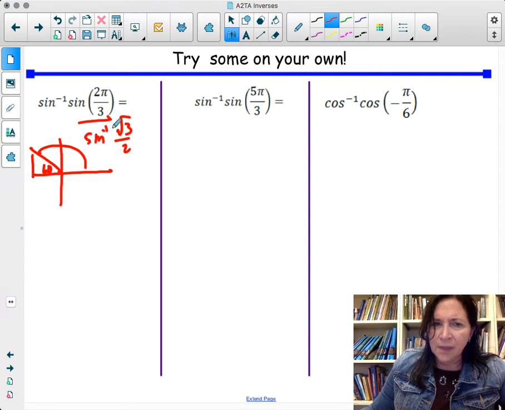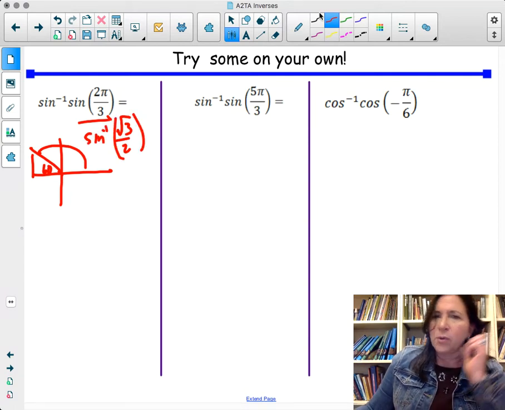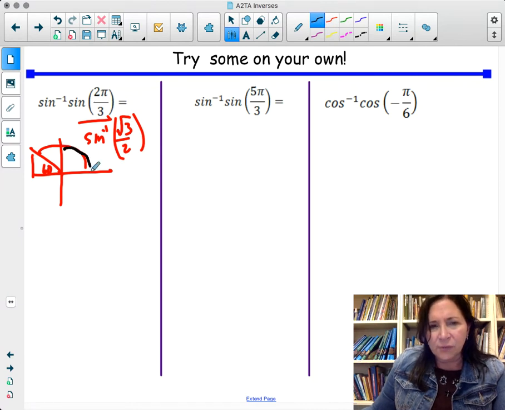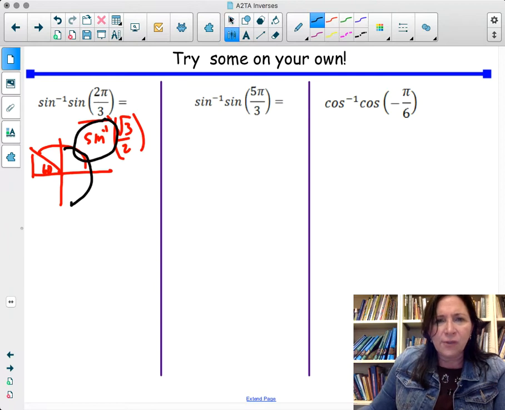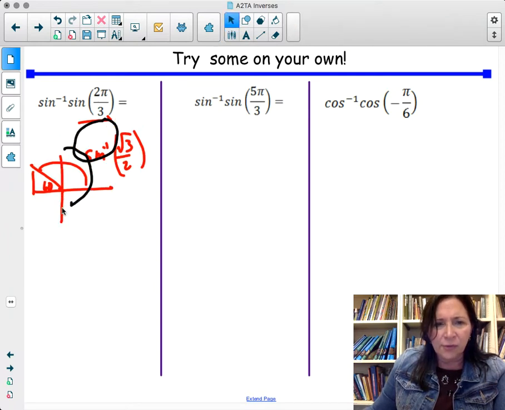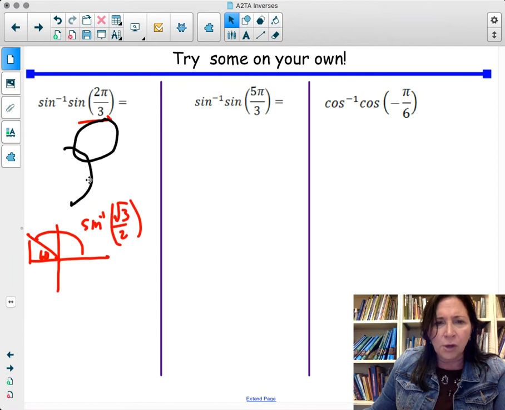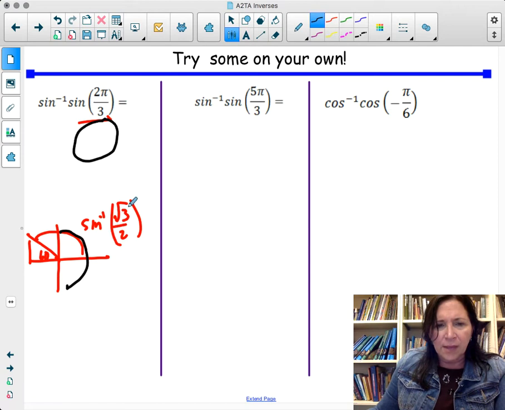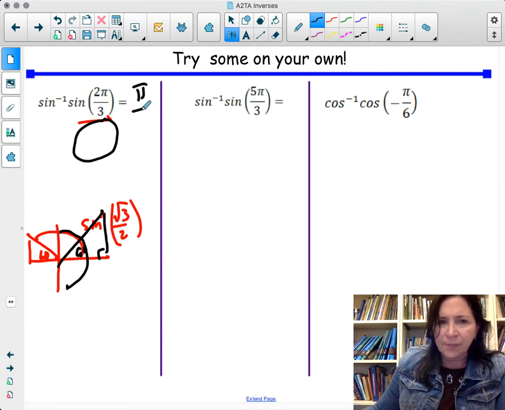Now the problem again, remember that we are limited to the first and fourth quadrant. When you see this arc, the inverse, that is only in the first and fourth quadrant for sine. In the first and fourth quadrant, we want to know what sine. So it's positive, so it has to be in this first quadrant, okay? So where are we at in this first quadrant? At 60 degrees here. Well, that's going to be pi over 3, okay?